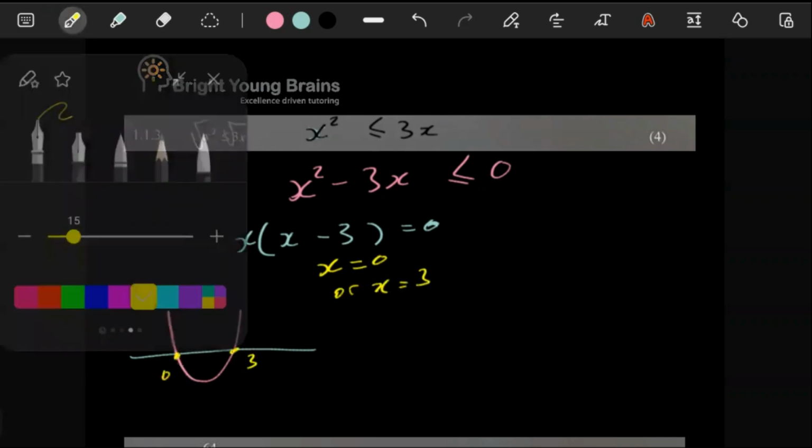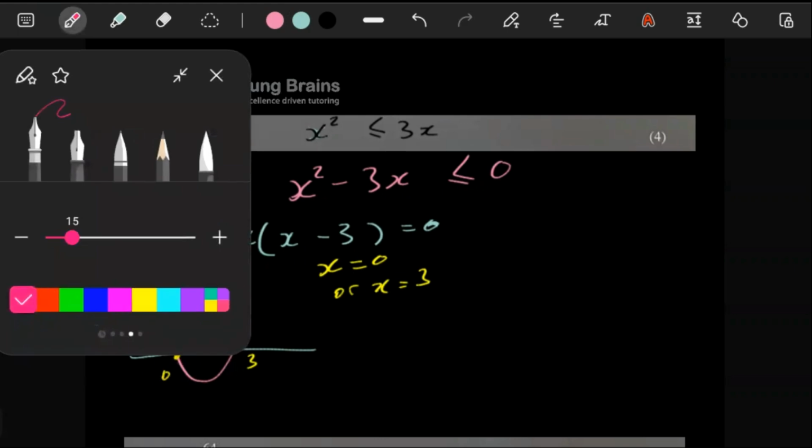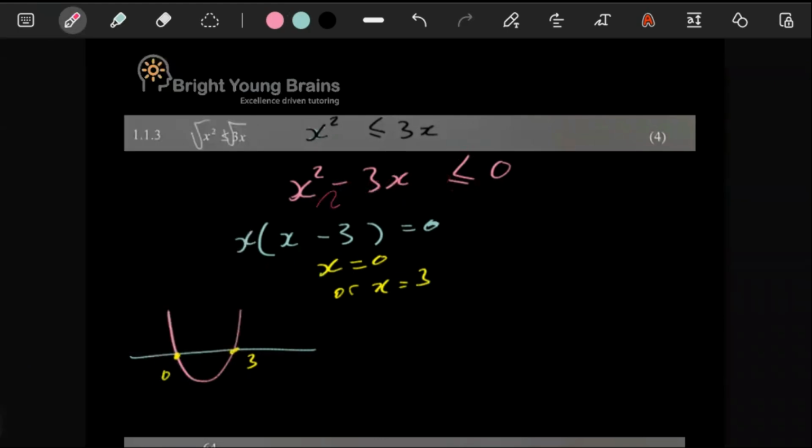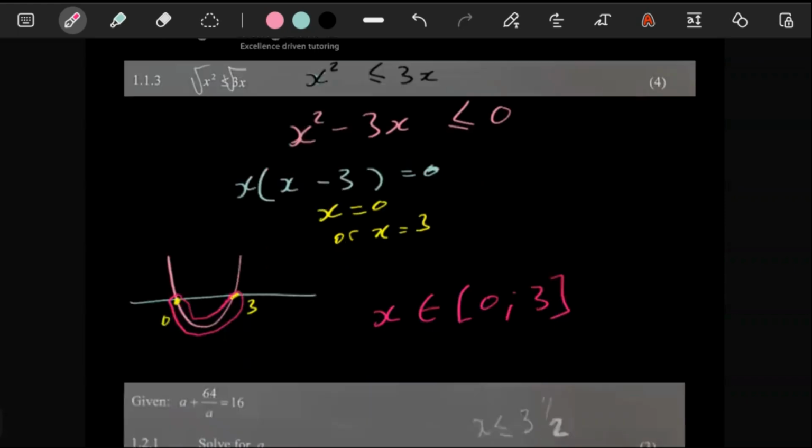So answering the question, you can use your sketch now. Your question is asking where this graph is below or equal to 0. It's below or equal to 0 here, you see this part here. So your answer, you're going to say it's between 0 and positive 3. So x is an element of 0 until positive 3. You're going to get 4 marks. I feel like these are very easy 4 marks.